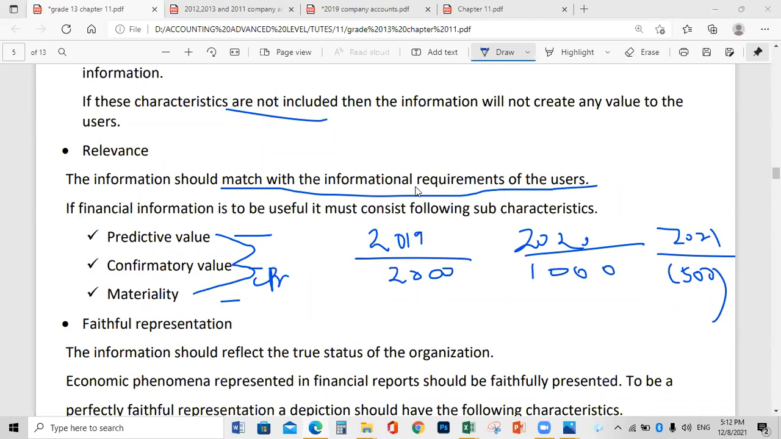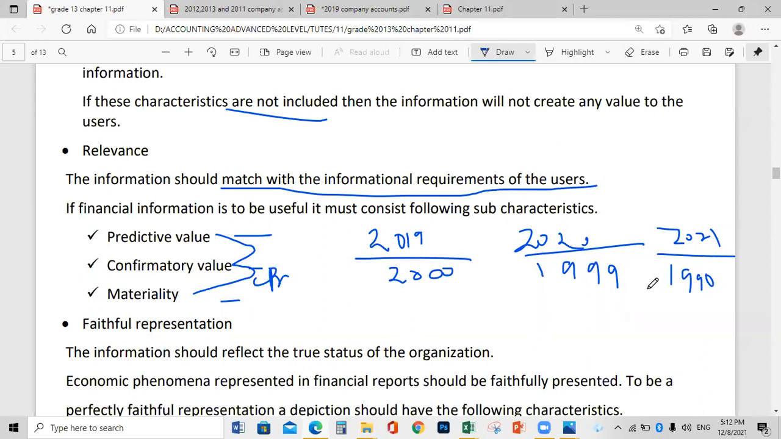Guys, for example, if the information is not important, it will not change your decision, right? For example, let's say your profit in 2019 was 2,000 rupees. In 2020, your profit is 1,999. In 2021, it is 1,990. Guys, is it material?